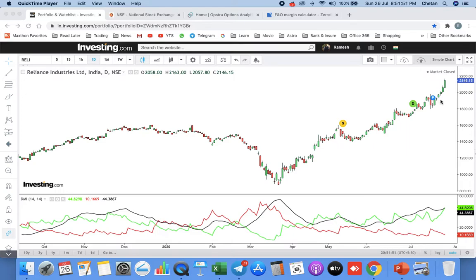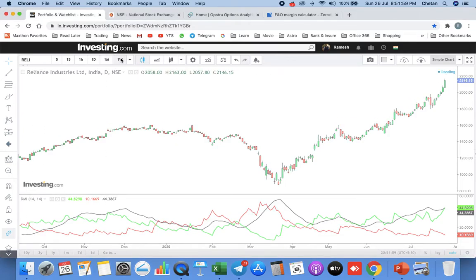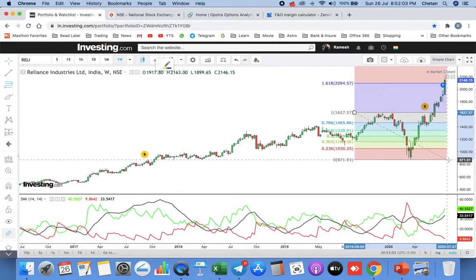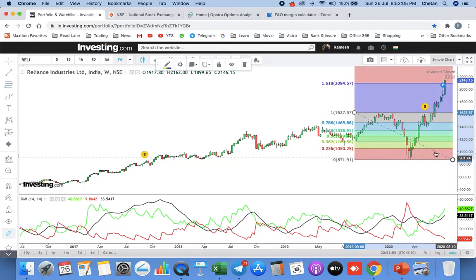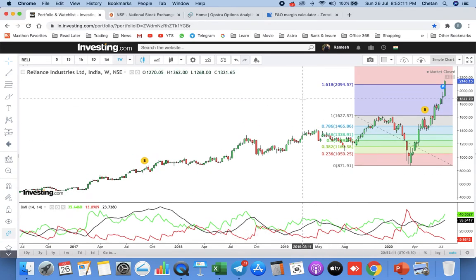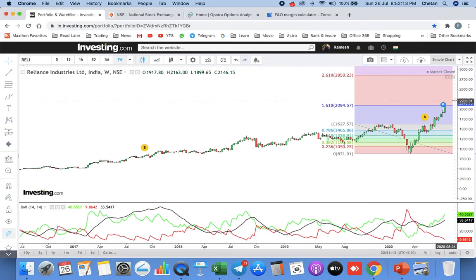Now first understand this in the weekly charts. What does the Fibonacci ratio tell? If you plot the Fibonacci ratio for Reliance Industries, it tells you that the target for this up move is almost reached. 2094 was the target and has been reached. After this 2094, what is the next target? The next target for the bulls is 2850. Can 2850 happen? I don't think so. Why?